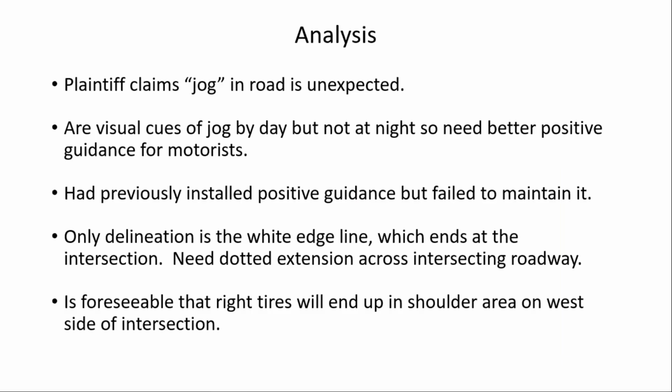You may have seen that in the images, but that edge line ended at the intersection. So the plaintiff said that there should have been a dotted extension across that intersecting roadway to provide more continuous guidance for motorists, for westbound motorists. And then finally, their complaint said that it's foreseeable that right tires will end up in the shoulder area on the west side of the intersection. And of course, the state DOT refuted those arguments.